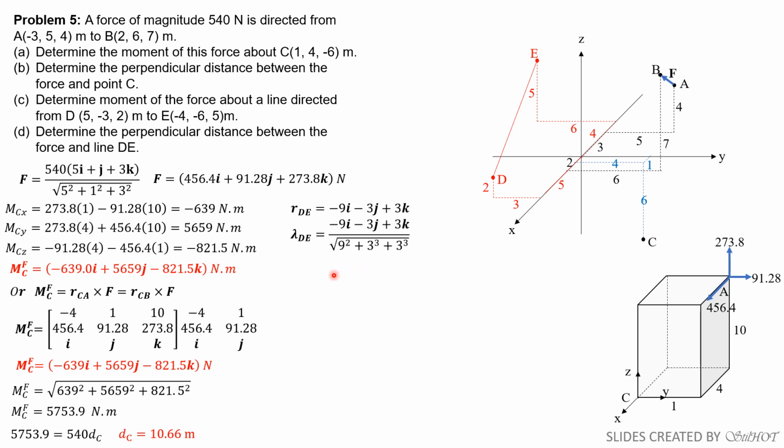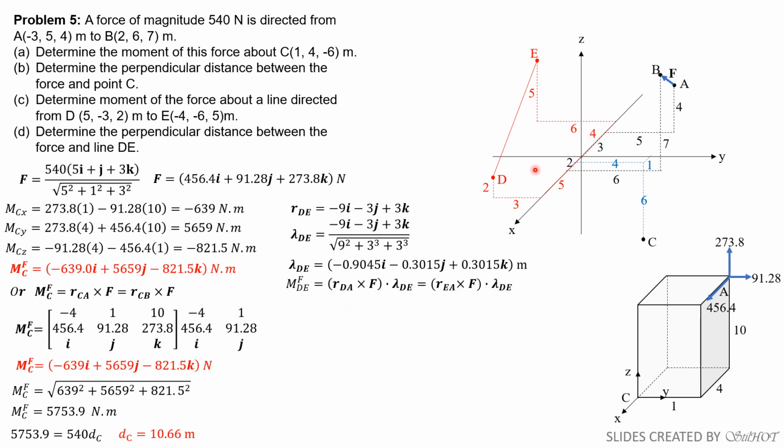So that we can use the formula moment about DE directly as RDE cross the force, then dot lambda DE. So MDE is RDA cross F dot lambda DE.